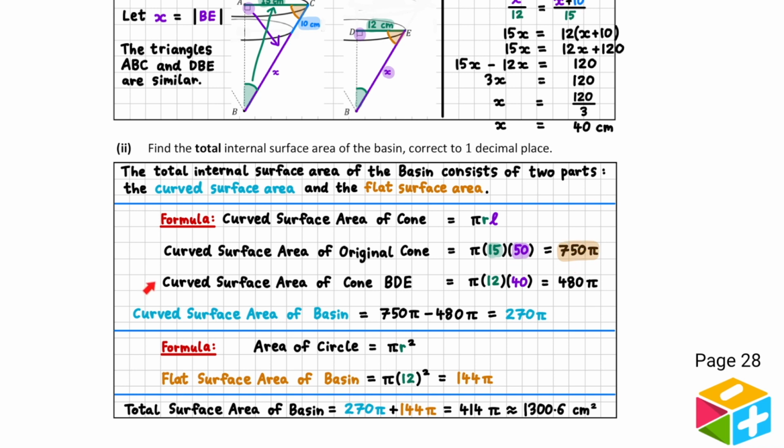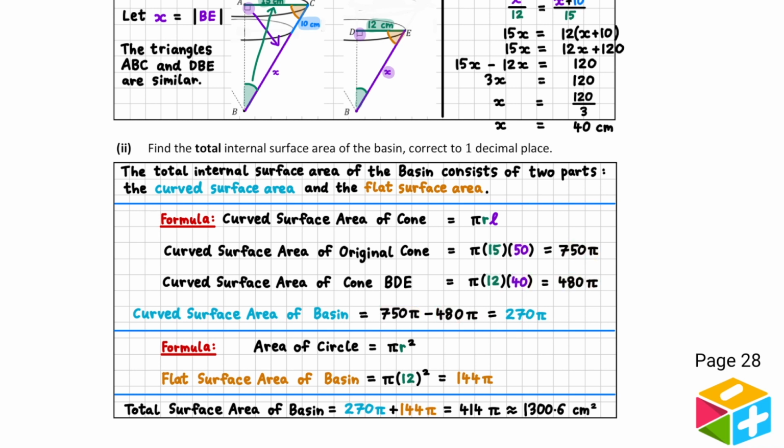The smaller cone, BDE, which I had coloured in red, has a radius of 12 centimeters and a slant height of 40 centimeters. Subbing these in gives us 480 pi. As I mentioned earlier, the curved surface area of the basin is obtained by subtracting these two figures. When we do this, we end up with 270 pi.